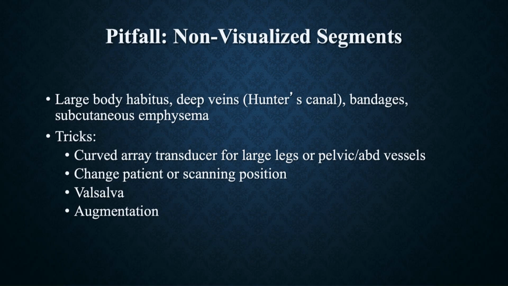Change the patient position. That is, again, very, very helpful. Don't assume that you're going to see everything from a single position. Have the patient do a Valsalva, or do an augmentation, to bring blood flow into that area. Some patients who are sick have low blood volume. They're going to have slow flow. It can be difficult to detect. Augmentation is a great trick to bring blood flow back to the area of interest, be able to identify the veins, and do your compressions to know that those segments are patent.